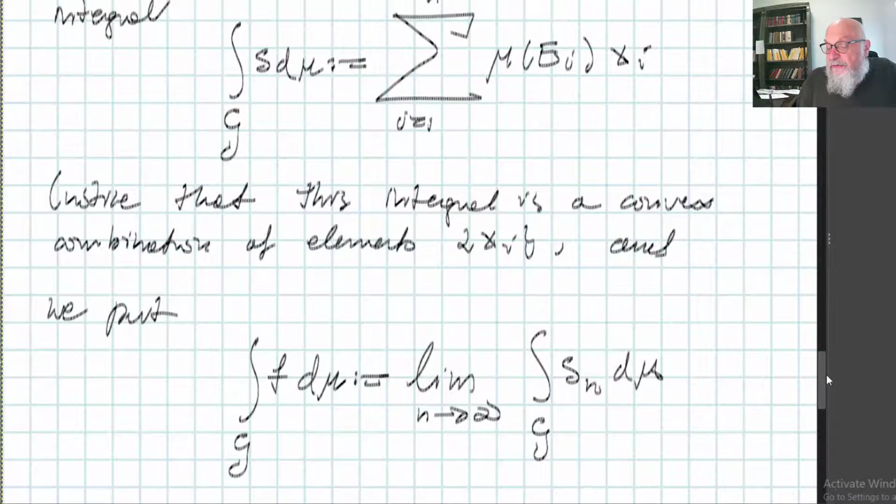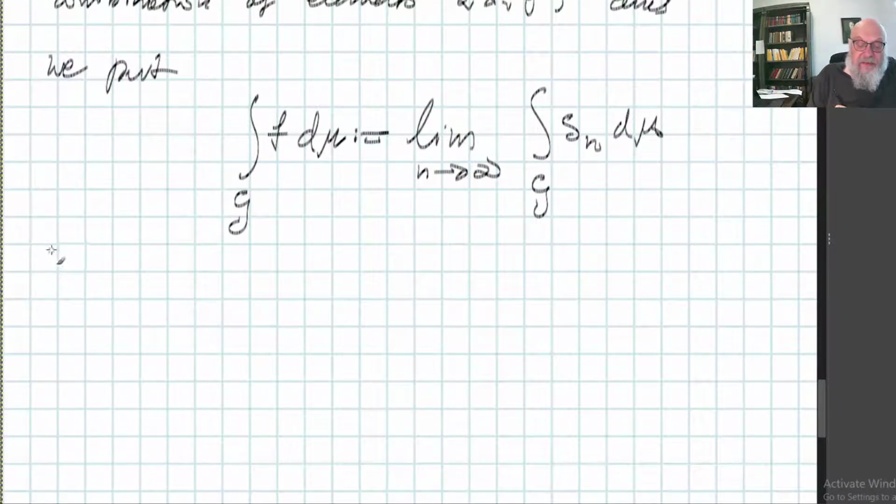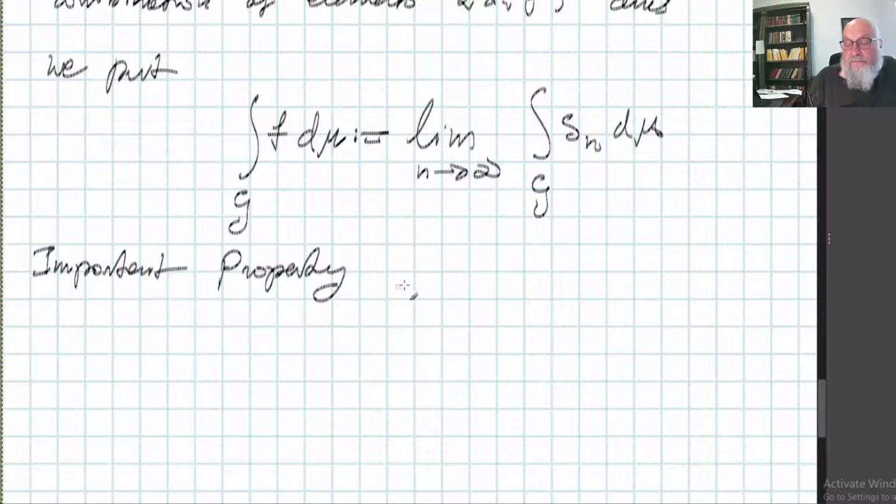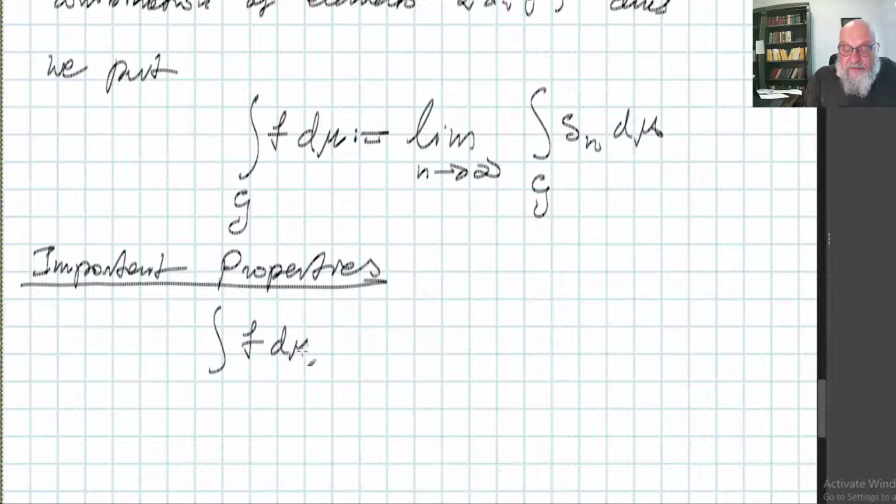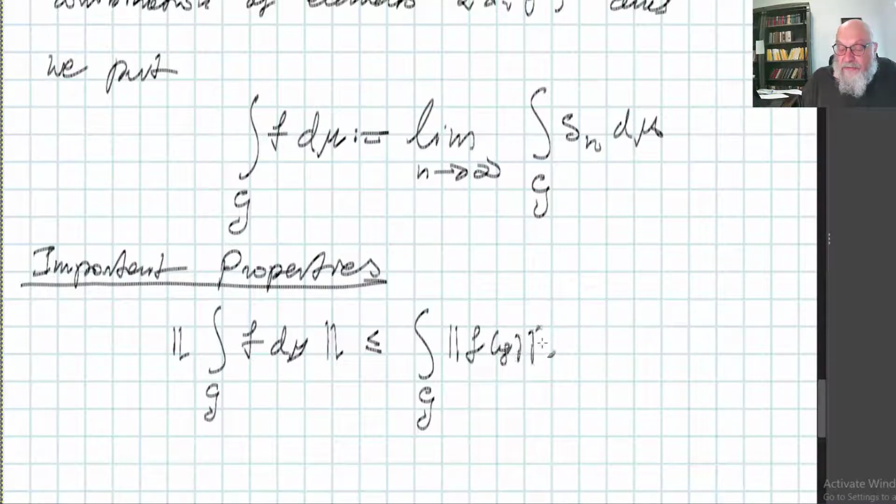There are obvious properties of this integral, so please remember. Maybe an important property is the following: if you have the integral of f d mu of g and you take the norm, you will get that this is bounded by the other Haar integral, the integral of the norm of f of g d mu of g. So we have this inequality.